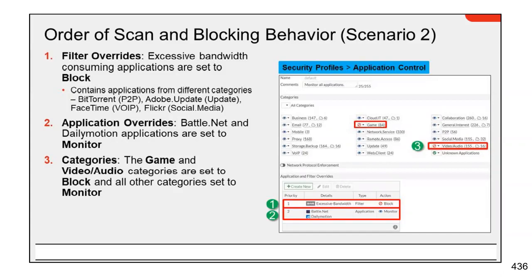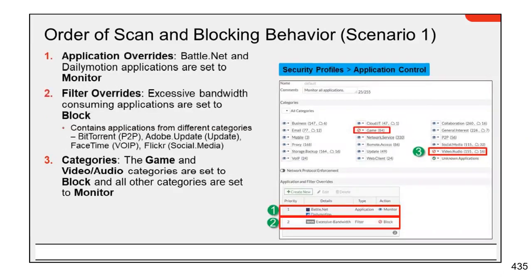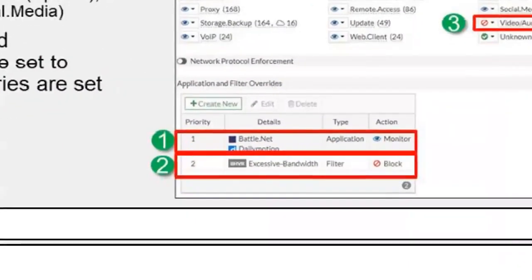Okay, if it was vice versa, like in the previous example, even though Dailymotion is a bandwidth consuming website, it would still be allowed. Why? Because the priority was 1 over there. Okay, look over here closely. You can see in the priority section, priority number 1, Dailymotion. Priority number 2, excessive bandwidth. So priority number 1 will be taking precedence right now.